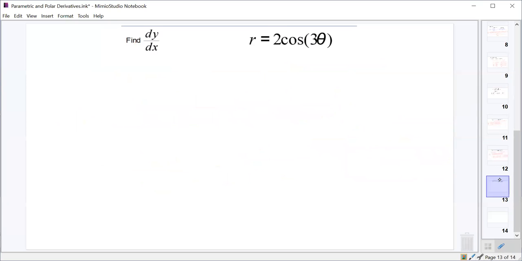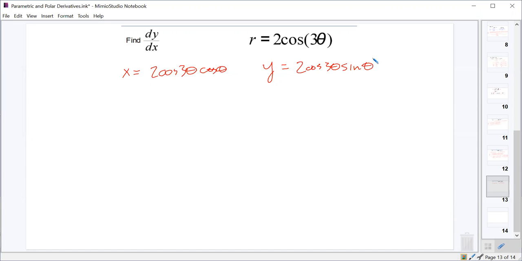All right, you guys do this one on your own. Ready, go. What was x? X was 2 cosine 3 theta times cosine theta. And y was 2 cosine 3 theta times sine theta. Yeah.